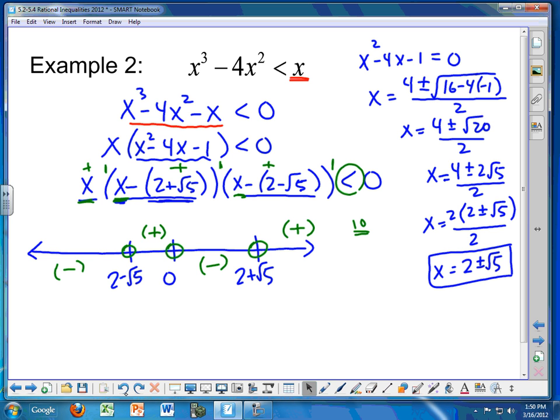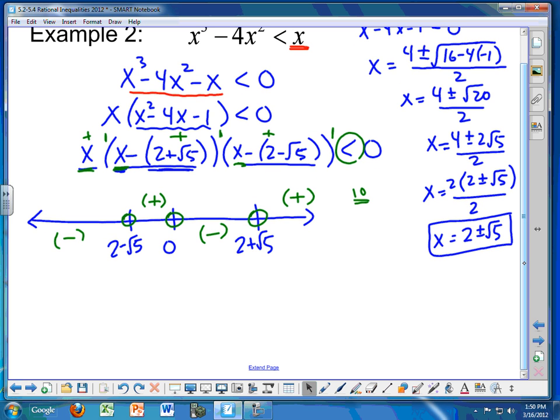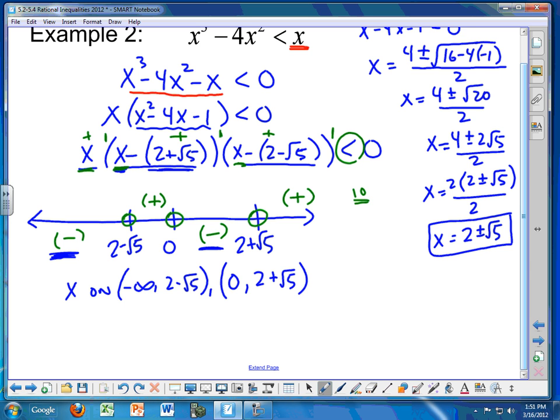The question is, where is the product less than 0? Our answer would come out to be x on the following two intervals. We're looking for this first part over here, and then the second part right here. The first one would be parentheses, negative infinity, comma, 2 minus root 5 with a parenthesis, because that is not included. And then also 0 to 2 plus root 5. Those would be the two intervals where it's less than 0.